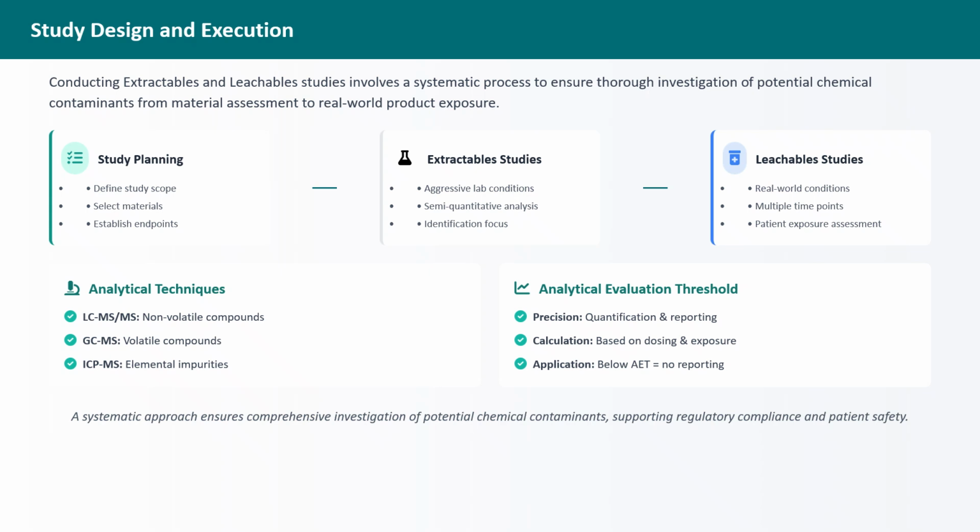E and L studies must be carefully designed to be both scientifically sound and regulator-ready. Study planning defines the scope, materials, solvents, and endpoints. Extractable studies use aggressive laboratory conditions and focus on identifying potential compounds. Leachable studies simulate real-world storage and use conditions, include multiple time points, and directly assess patient exposure. When studies are designed correctly from the start, they prevent regulatory delays and reduce the need for rework.